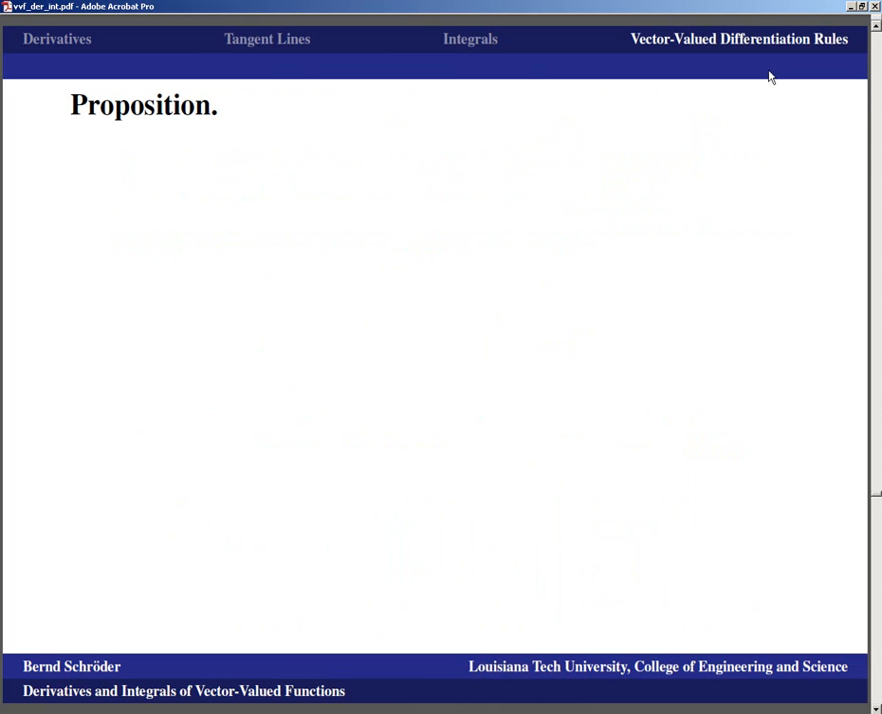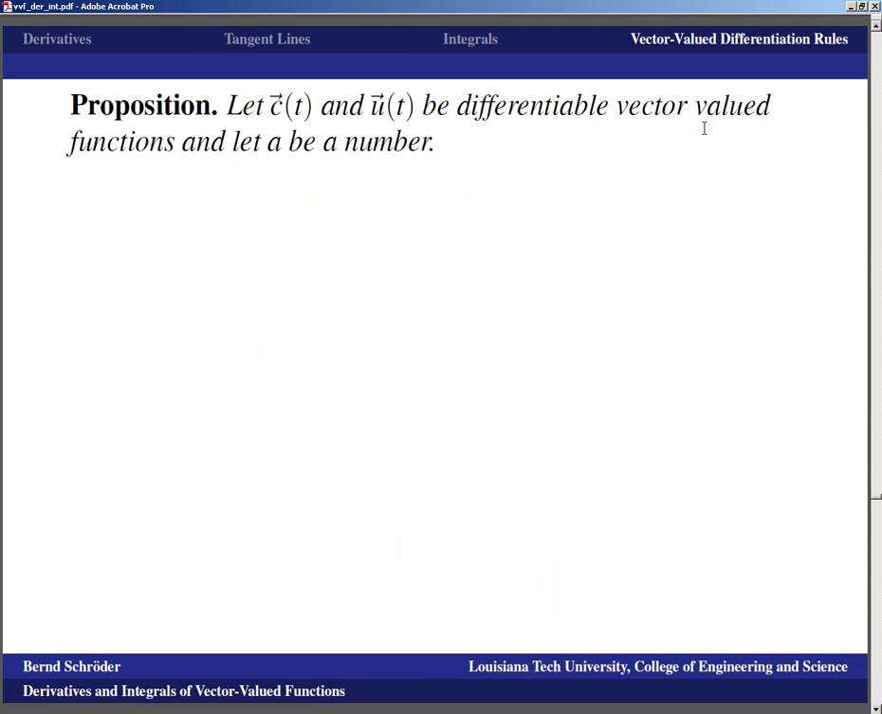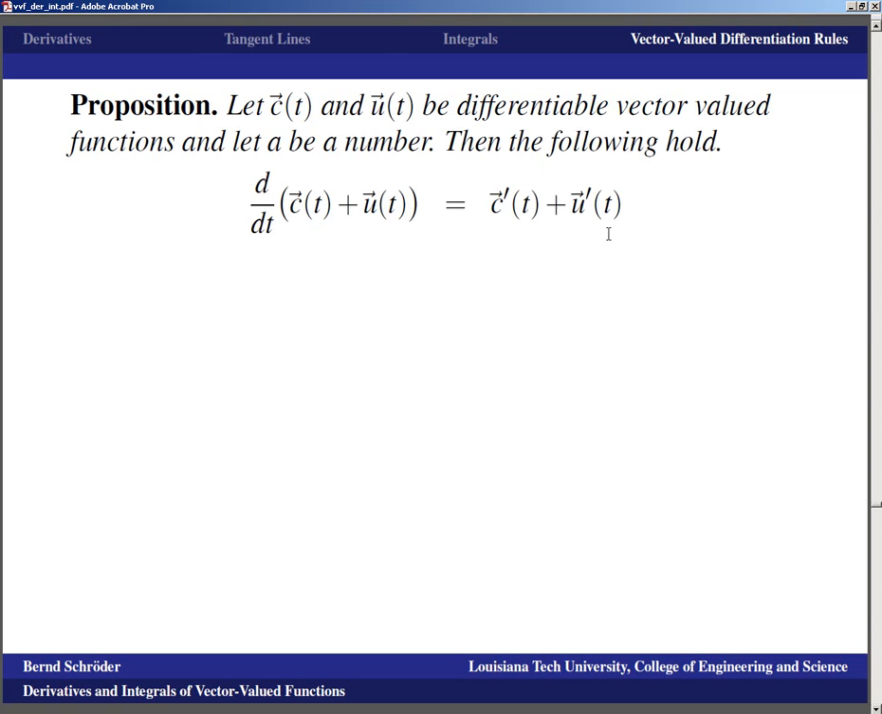All right, so now we're going to finish out with vector-valued differentiation rules and some concepts that we will actually need in the next presentation. So, if you've got c of t and u of t, and they're both differentiable vector-valued functions, and a is a number, then the following hold. The derivative with respect to time of a sum of vector-valued functions. Well, how did we do that with regular functions? It was the derivative of c plus the derivative of u, and that's exactly what it is for vector-valued functions. That should be clear because the addition as well as the derivative is component-wise, so you do everything component-wise and then puzzle it apart again.